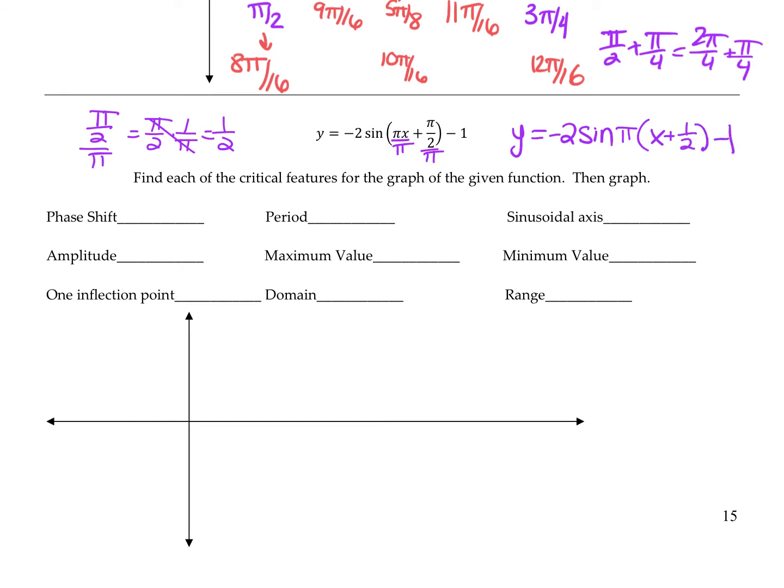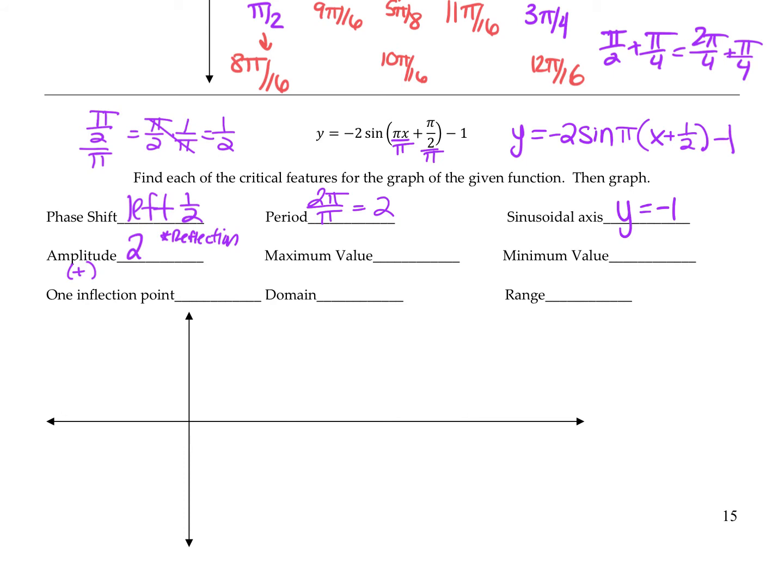All right, so my phase shift is plus 1/2, so that's going to be left 1/2. My period is 2 pi divided by b, and my b in this case is pi, so my period is 2. My sinusoidal axis is -1. My amplitude is 2, not -2. The negative just means there's a reflection, so keep that in mind. Your amplitude is always positive.